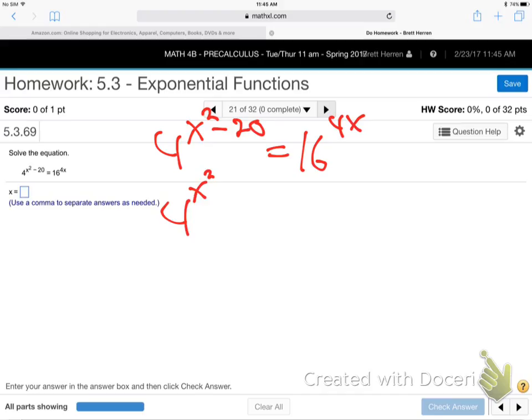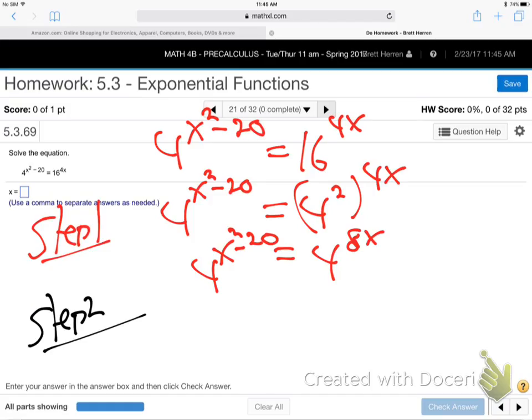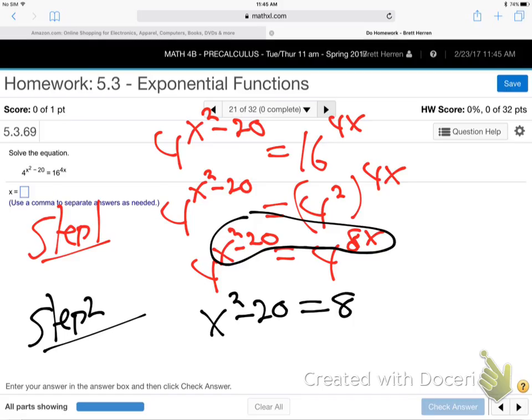So let's see. 16 is 4 squared, right? And then you know powers inside multiply powers outside. So that'll be like that. Good. That's all step 1. Make the bases the same. And then step 2, the powers are their own equation, equal to each other. Make the bases the same, then the powers have to be equal. So we need to solve that little x squared equation.